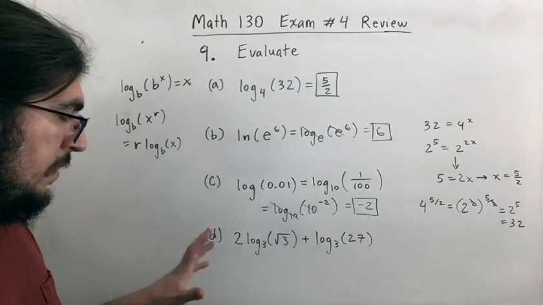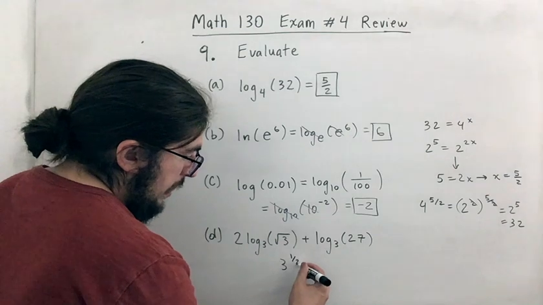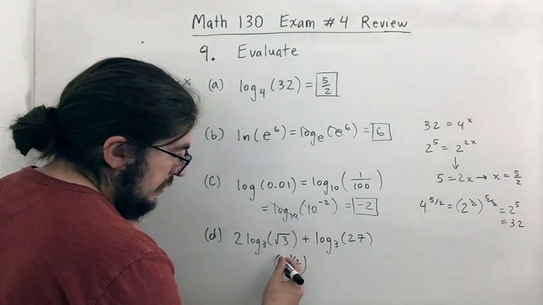Okay, now here I want to write this radical 3 as a power. We know that radicals are 1/2 powers. That's not difficult to do at all.